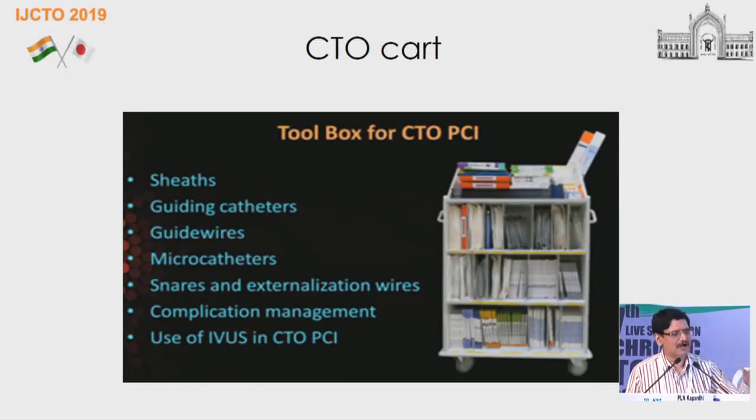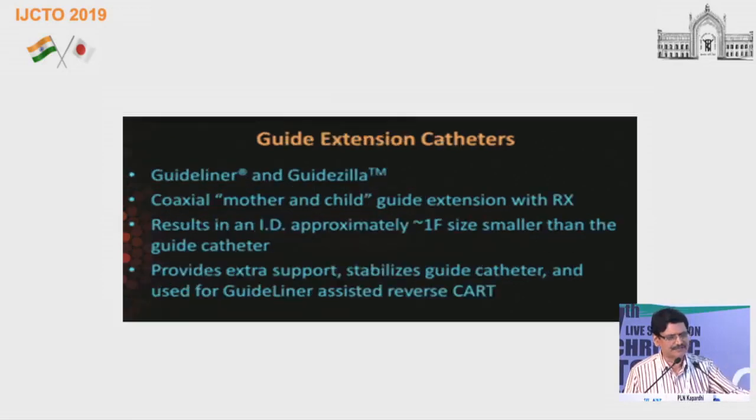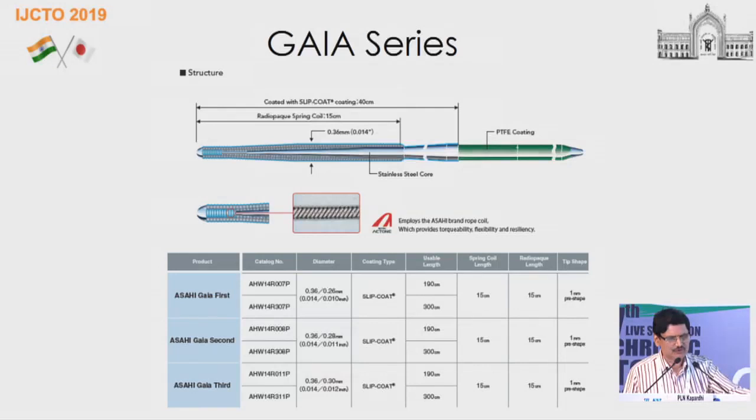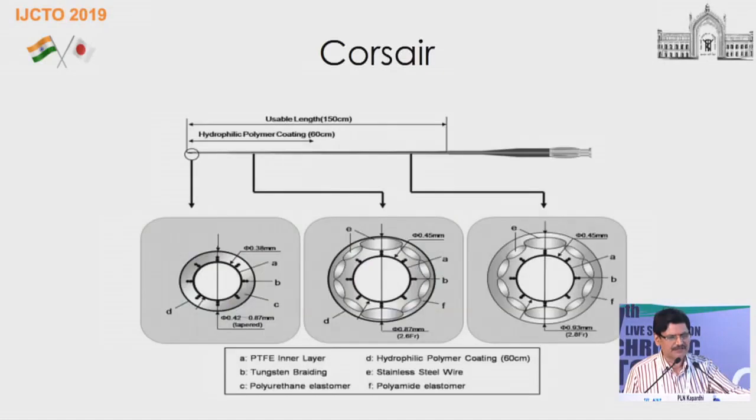Apart from that, operators should have an idea of the CTO cart, which contains a toolbox of CTO PCI, as already revised. Dedicated CTO sheaths, guiding catheters, wires, microcatheters, snares, especially for managing complications, as well as the utility of imaging for CTO PCI. These are the guiding catheters. And of course, guide extension catheters are most important in the toolbox for improving the success and improving operator skills. And all the CTO wires should be possessed in the lab, and microcatheters, which Dr. Baiju already discussed; these are repetitions.